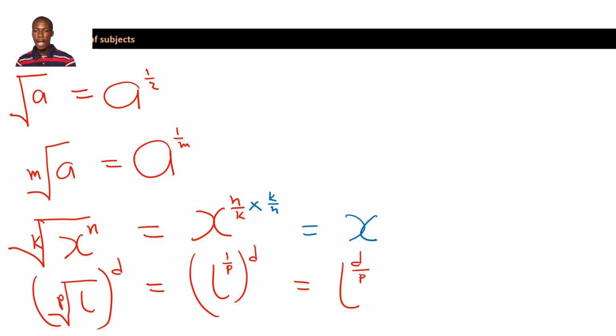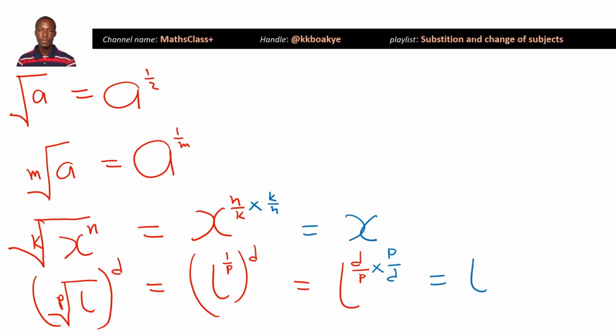And as usual, getting rid of this, you need to find the inverse of the exponent. And d over p will be p over d. So we multiply by p over d. And that will give us l. I hope you are taking good note of what we are doing.